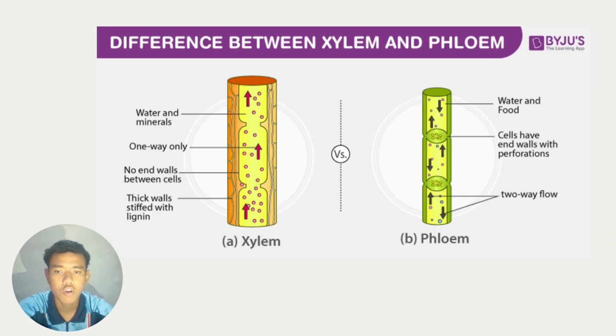Now, we're going to talk about the difference between xylem and phloem. The xylem only transports water and minerals, while phloem transports water and food. Xylem only has one-way flow, while phloem has two-way flow. And xylem has no end walls between cells, while phloem cells have end walls with perforation.